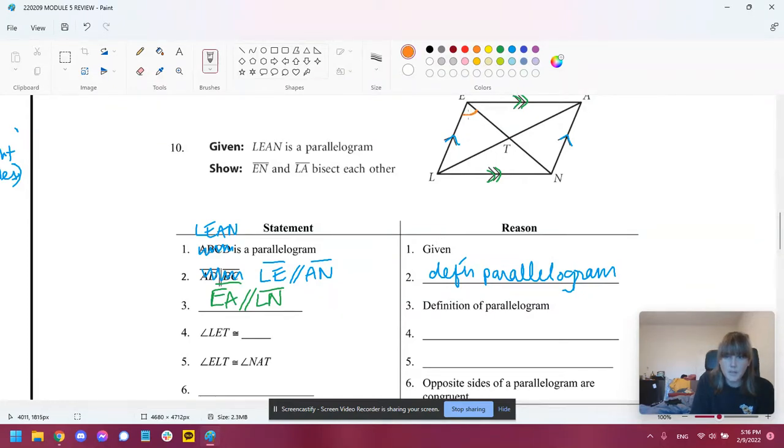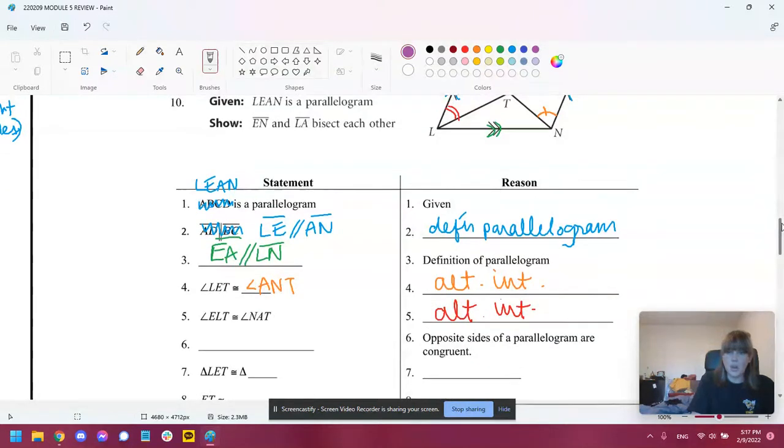Okay. Why is angle LET, this one, congruent to what? LET is congruent to NAT, or sorry, ANT. And that's because they're alternate interior angles. Similarly, ELT, so this one, is congruent to NAT, so this one also by alternate interior. Good.